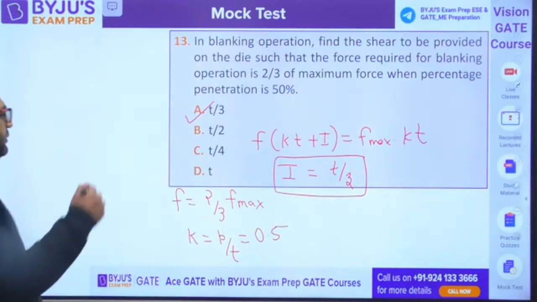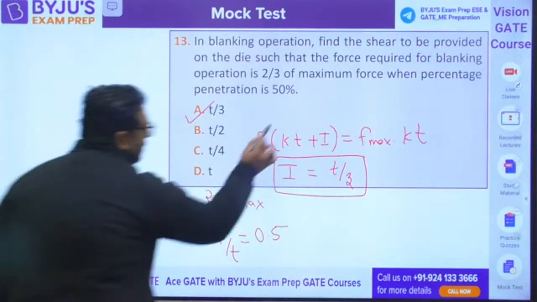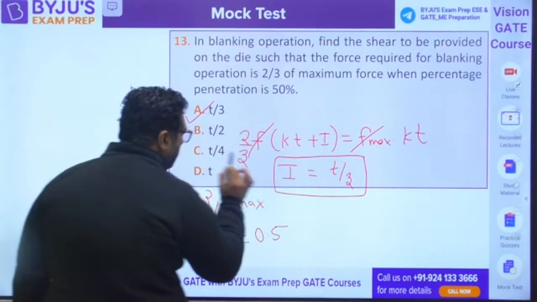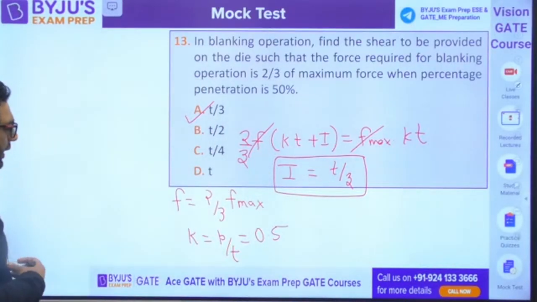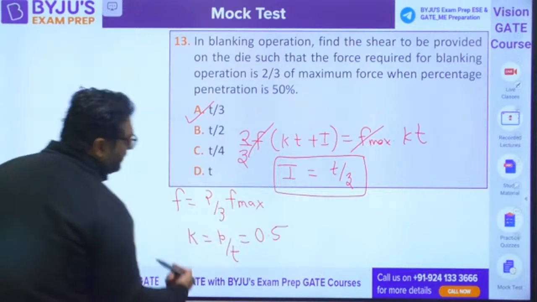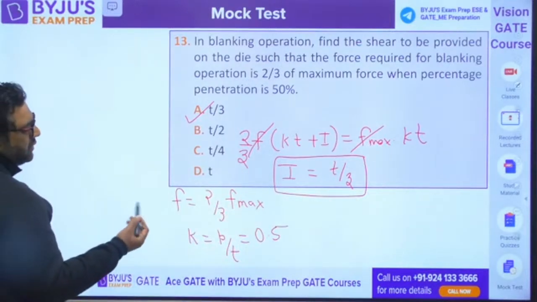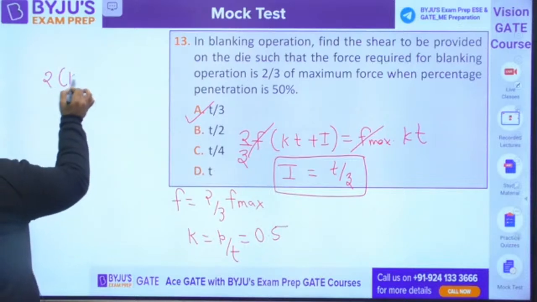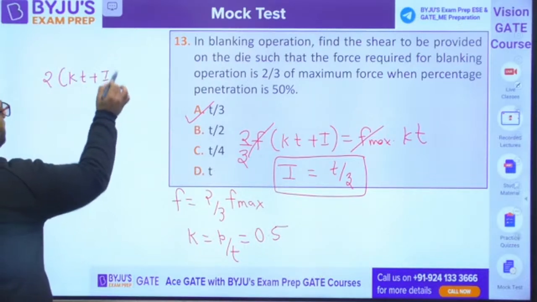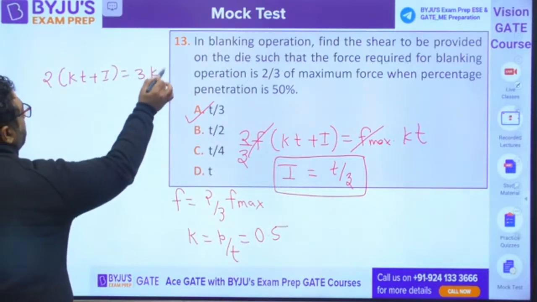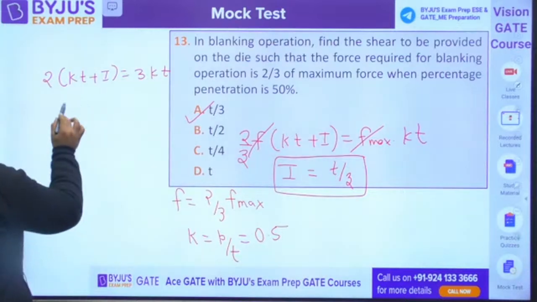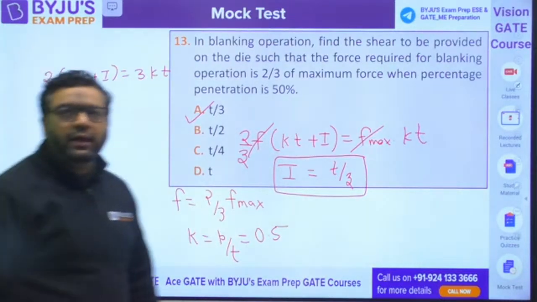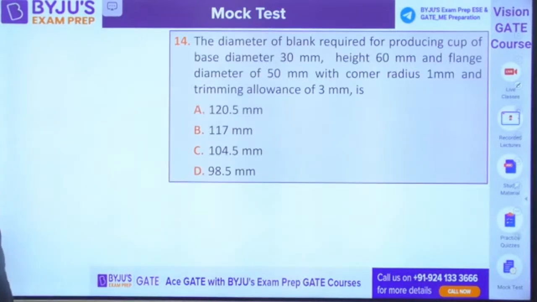If you want, I can show you the value. If you will be cancelling, this will be coming 2 by 3, I feel so, right? So f is 2 by 3 of f maximum. F maximum will get cancelled out. So kt plus I, 2 kt plus I is equal to 3 kt. So likewise you can now solve very easily. It would be coming out to be t by 3. Okay, moving to next question.